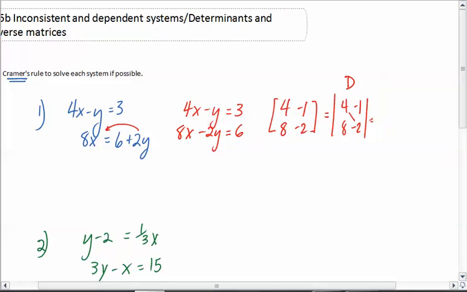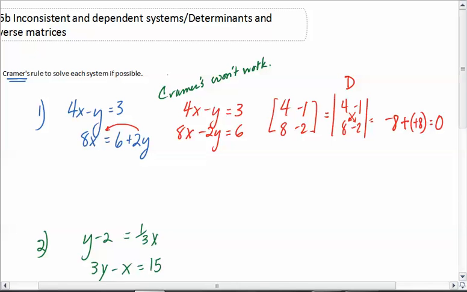So let me get the determinant of that. I take this right times this. That's negative 8, minus, and then this right here, 8 times negative 1 is negative 8. So that becomes plus, and guess what? That gives me a 0. That means that Cramer's rule is not going to work here. Cramer's won't work to solve this thing.